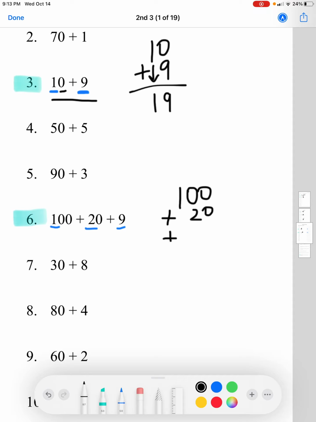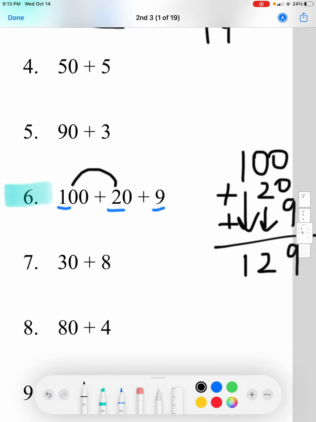100 plus 20 plus 9. Again, 0 plus 0 equals 0. So we're just going to take the number 9. 0 plus 2 equals 2. So we're going to bring that number down, 2. And then there's nothing under the 1, so we'll bring it down. So that's 129.